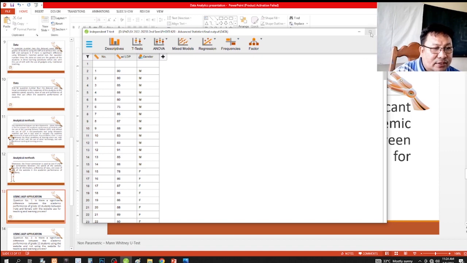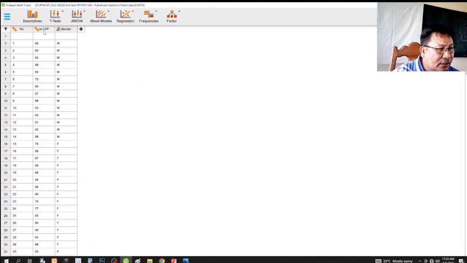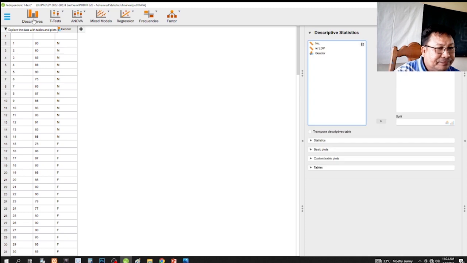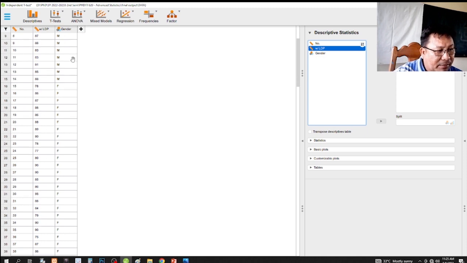Now we will conduct first the descriptives using only the with LDP, so that we can see if there is normality on the data set. So click on descriptives. Okay. Then click on with LDP. So here with LDP means the use of the learning delivery platform for learning. Okay, so these are their grades. And these are the gender, male, female.